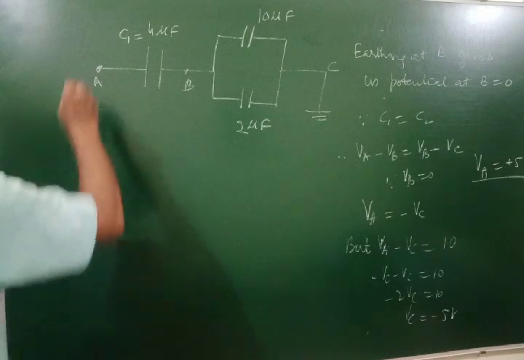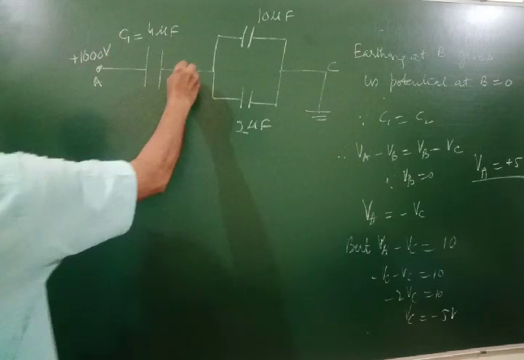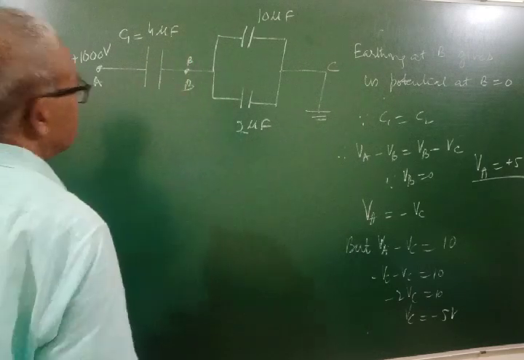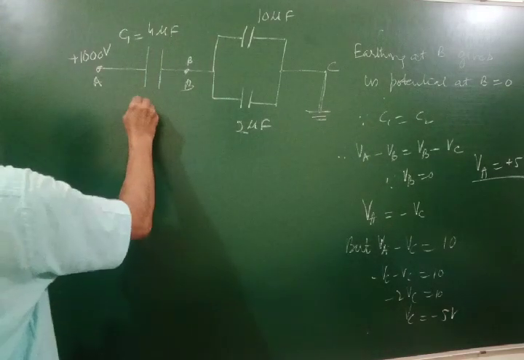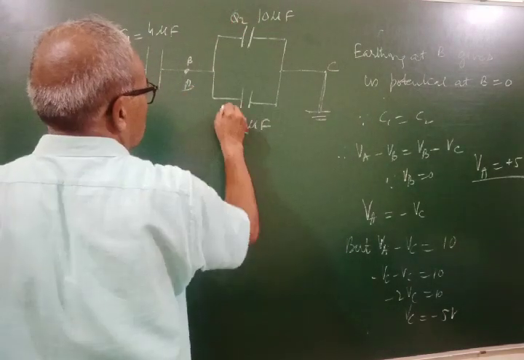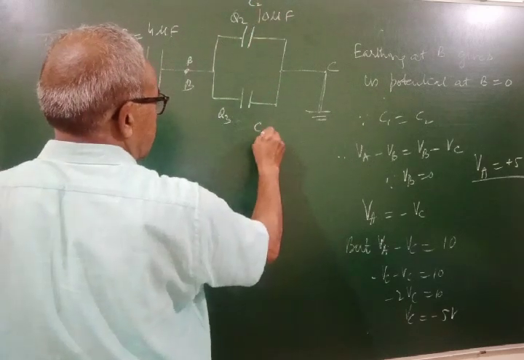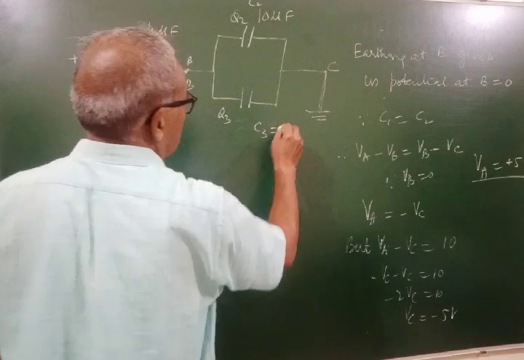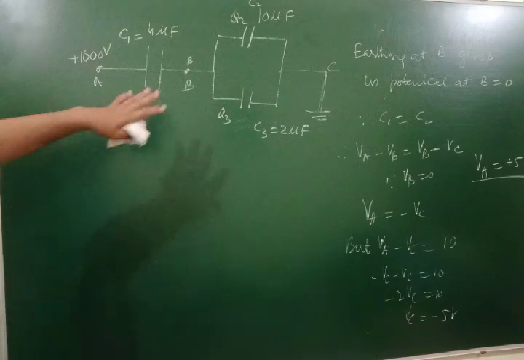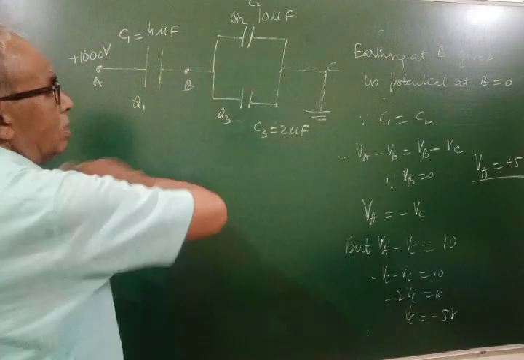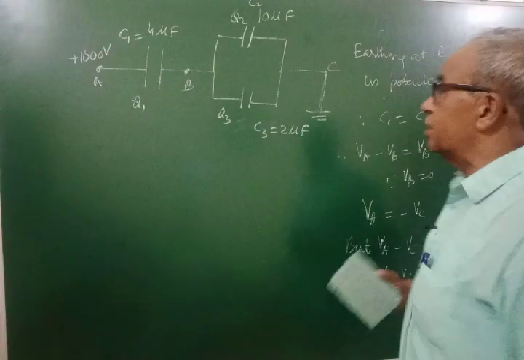So here, if point A is at plus 1000 volt, what is the potential at B? C is at 0 potential. And what are Q1, Q2, Q3? So you are asked the potential at B and the charge stored in the three capacitors.